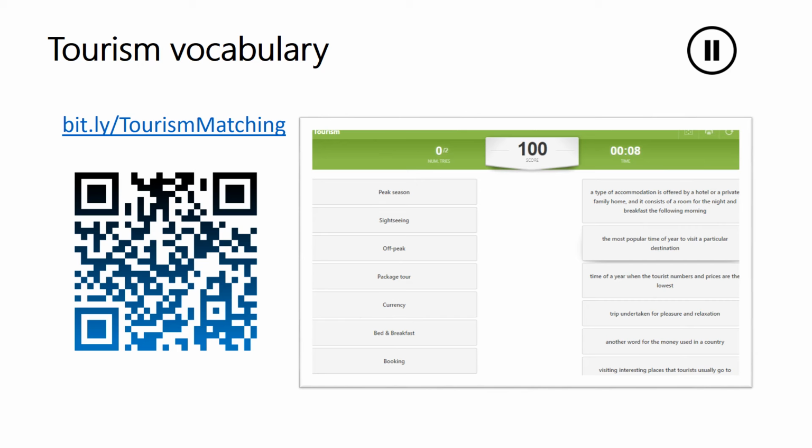We are going to continue revising and expanding tourism vocabulary with the next 2 exercises. They are both for the same vocabulary. The first one is a matching exercise, and it is a little bit easier. You just have to match the words with their definitions. You can scan the code now or copy the bit.ly link Tourism Matching and do the exercise.